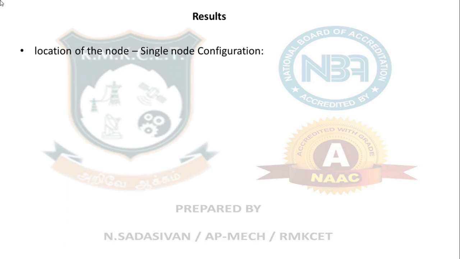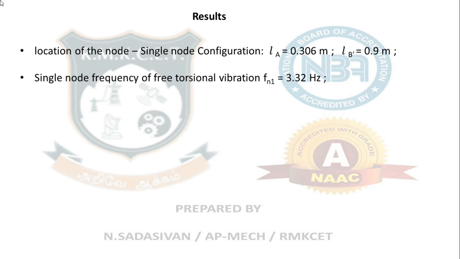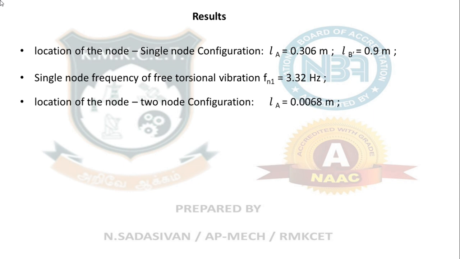So we will summarize the results. What is the location of the node in the single node configuration? LA and LB are 0.306 and LB dash is 0.9. The frequency for that LA and LB is 3.32 Hz, the single node configuration. For the two node configuration, LA is 0.0068, LB is 0.02.